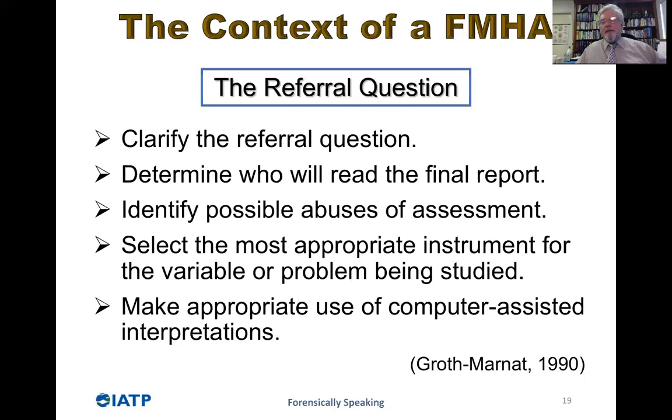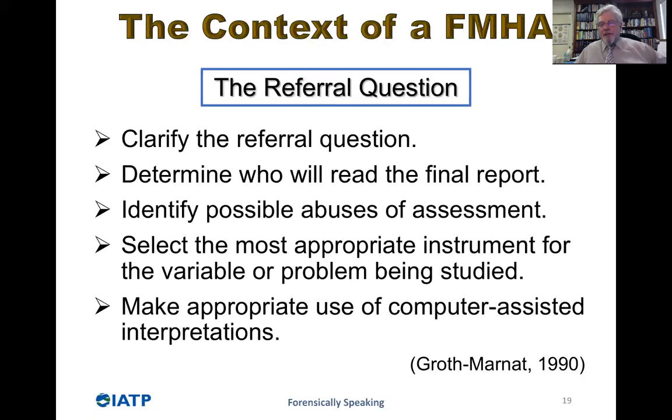Determine who will read the final report. That's important because you're going to write for your audience. You're not just writing to another clinician, so the language is going to be tailored to the reader. It's much like pitching a ball. You're pitching to the catcher. So you want to make sure that the catcher is going to identify and be able to receive the ball.